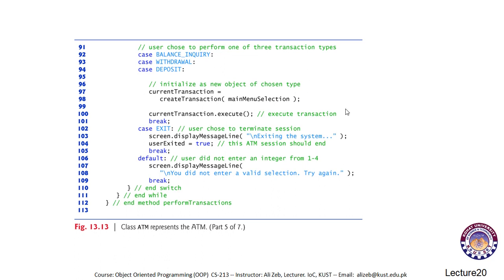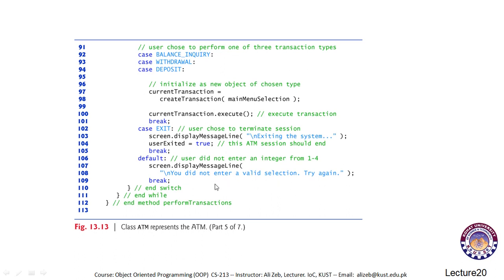Based on the choice of the user, the value that the user has selected will be passed on to create a transaction, and that value will be initialized to our current transaction. In case the user chooses to terminate the session, we will display a message on the screen, and the user exit should be equal to true. If the user did not enter an integer from 1 to 4, for example, we display: you did not enter a valid selection.